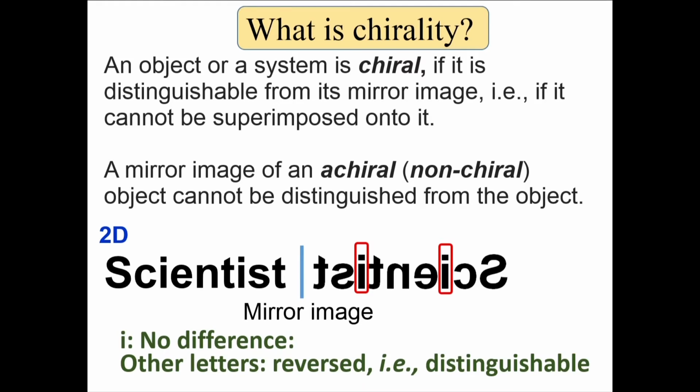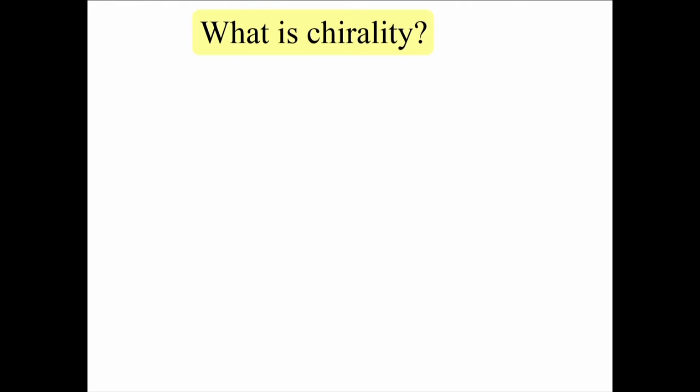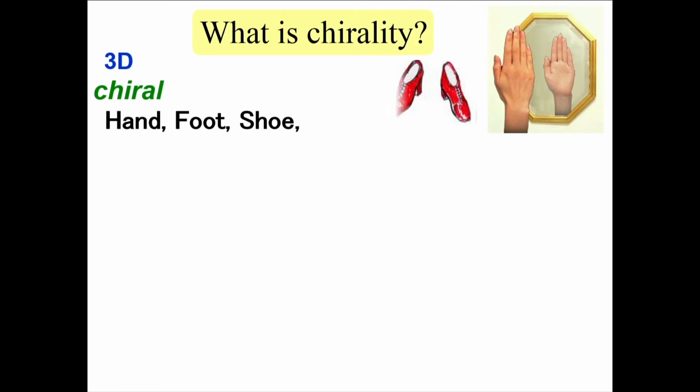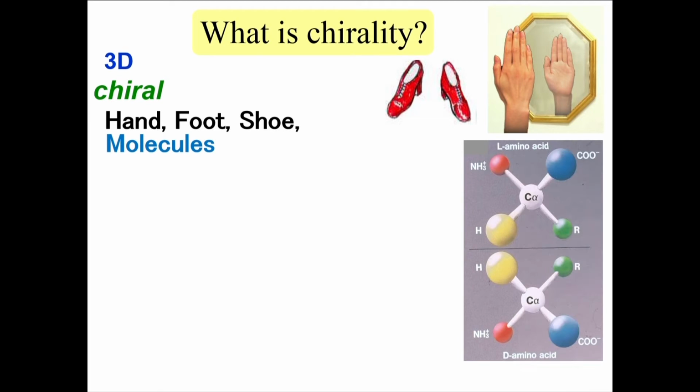However, we normally define things in three dimensions. We live in a three-dimensional world. So let's look at chiral things. Hand, foot, and shoe. Yes, the right hand becomes the left hand in the mirror. So they are distinguishable. So they are chiral. Foot and shoe also. How about molecules?